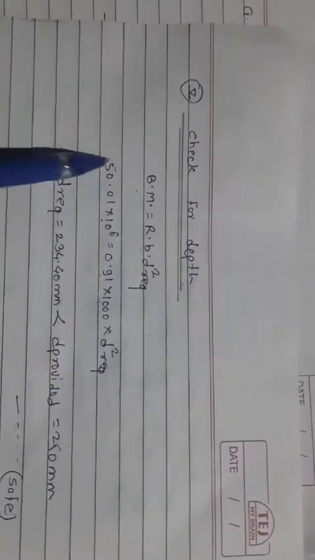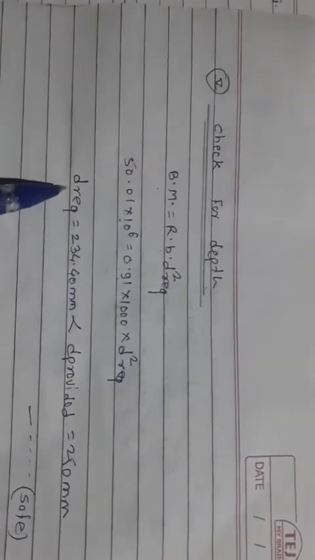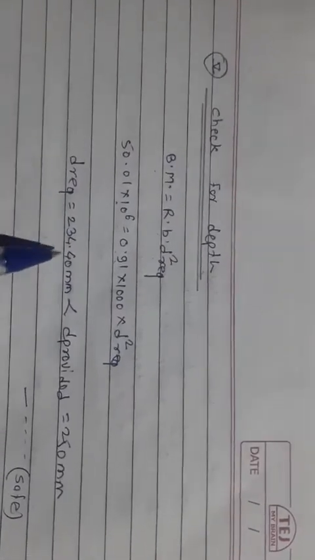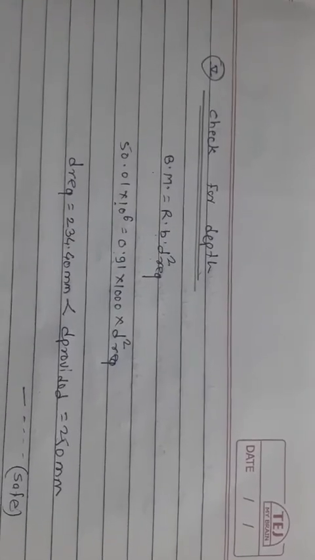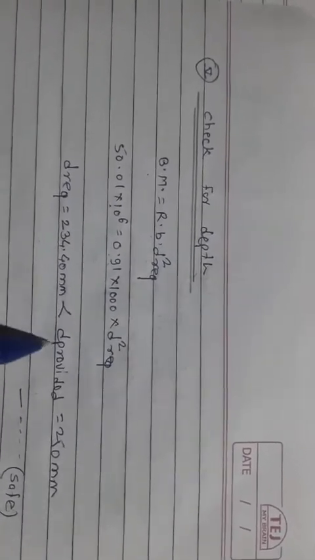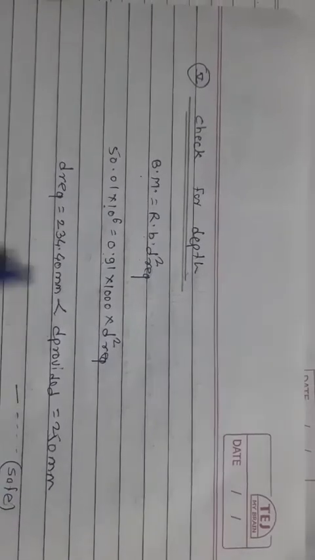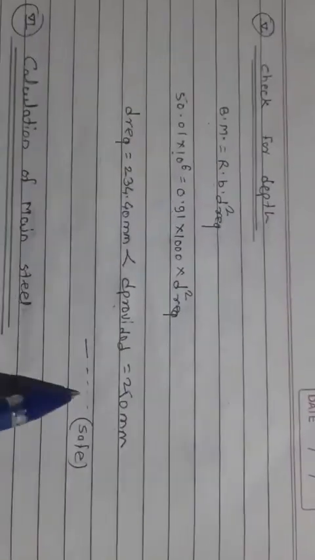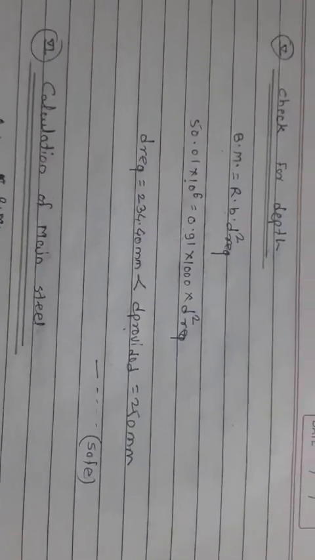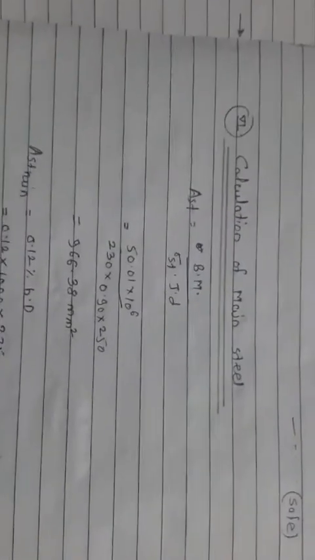After simplifying this relation, we get D required equal to 234.40 millimeter. This is the depth required from the bending moment consideration, and we are already providing D provided as 250 mm. So D required is less than D provided, hence the design is safe from the bending moment consideration. The next step is the calculation of the steel.